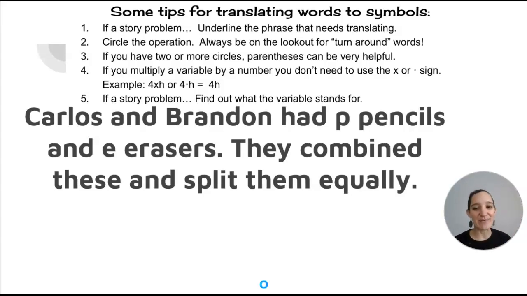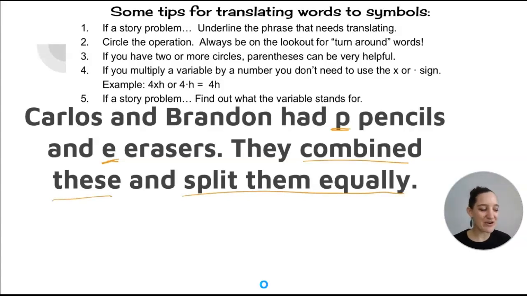Carlos and Brandon had P pencils and E erasers. So do you see how they don't exactly know how many of each they have? So they just put a P there instead of like 7 pencils because they don't exactly know how many pencils they have. They don't know how many erasers they have, so they just put an E there to help them know, okay, once we figure out how many erasers we have, we'll slip it in for the E spot. They combined these and split them equally.